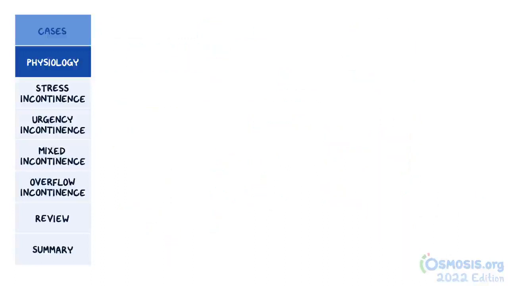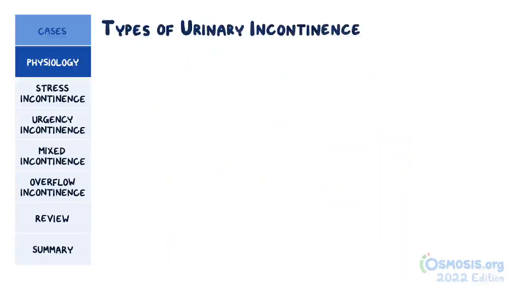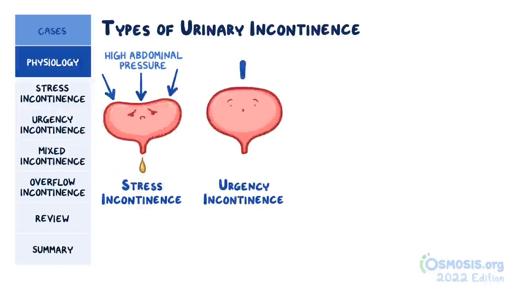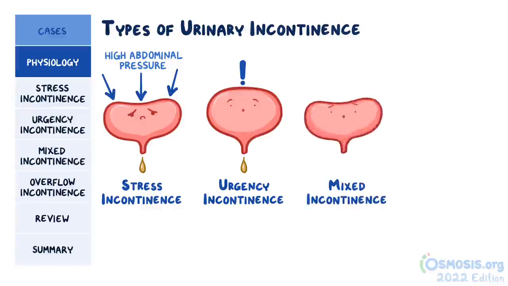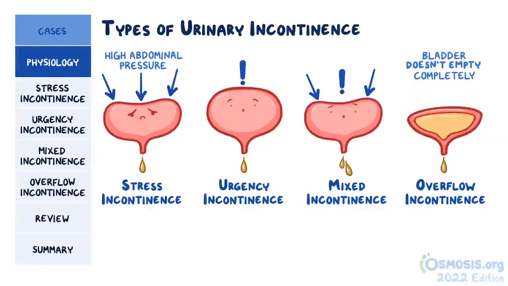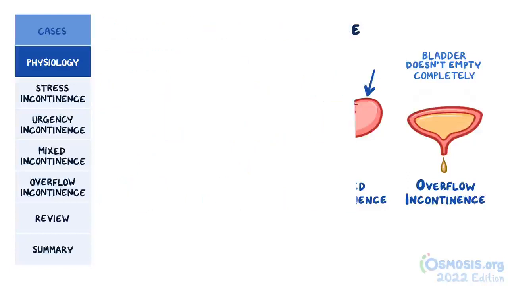Now, there are several types of urinary incontinence. The first one is stress incontinence, where urine leaks out when there's a high abdominal pressure. Then there's urgency incontinence, where there's a sudden urge to urinate. Then there's mixed incontinence, which is a combination of stress and urgency incontinence. And finally, there's overflow incontinence, when the bladder doesn't empty completely. Now let's look at them one by one.